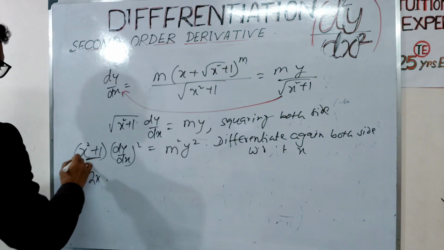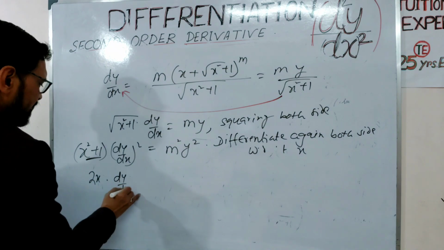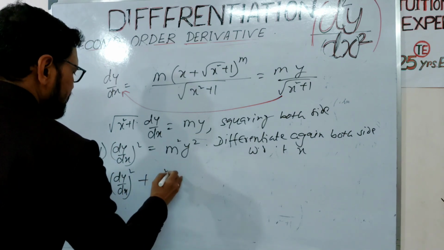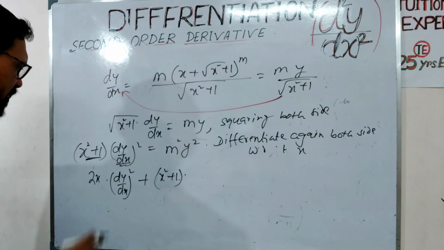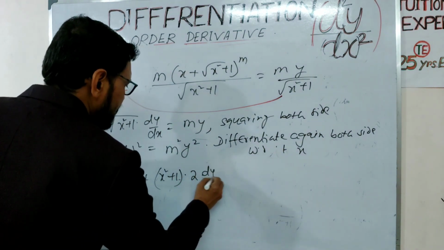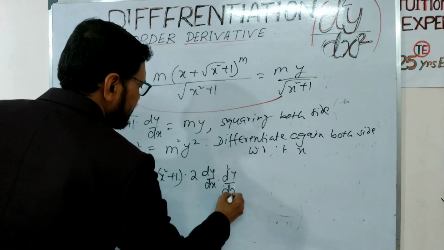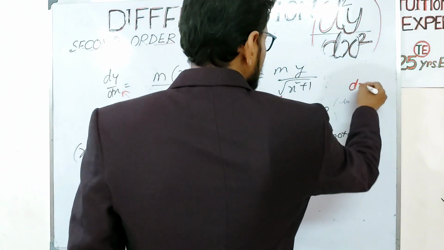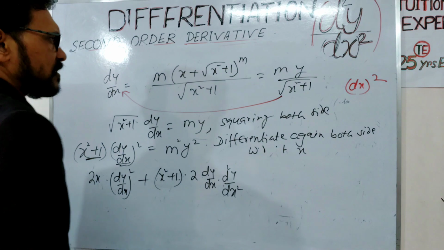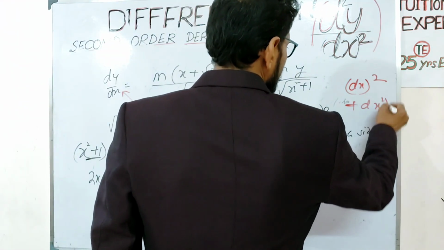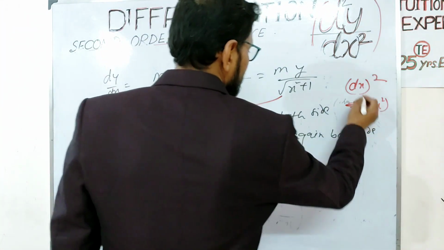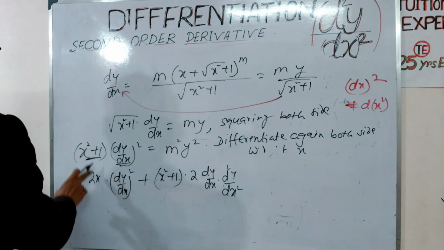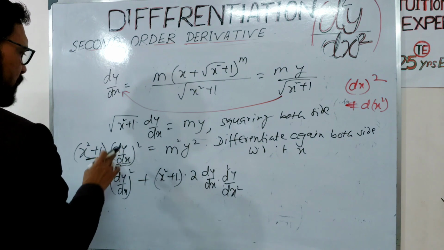with respect to x, the derivative of x square plus 1 is 2x, then this constant again, when this constant into the derivative of this. What is the derivative of this? 2 dy by dx into d2y by dx square. So dx square means dx square, not d of x square, not this. This is dx square. So the derivative of this is this constant, and when this constant, the derivative of this is this.